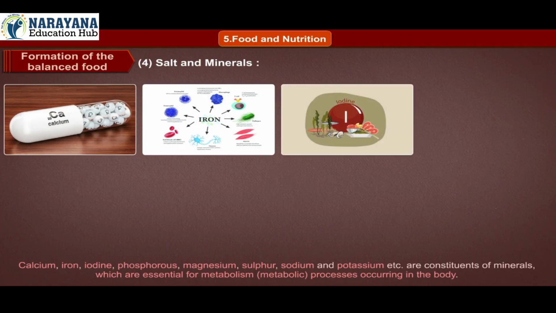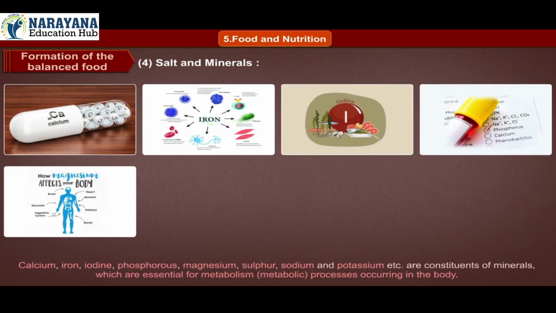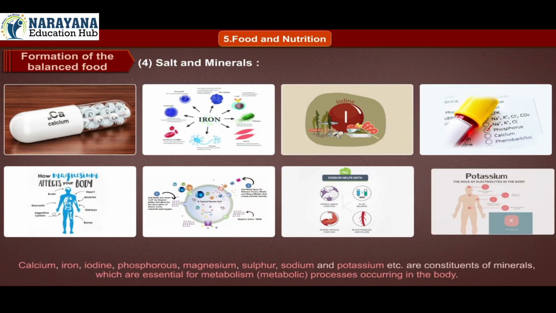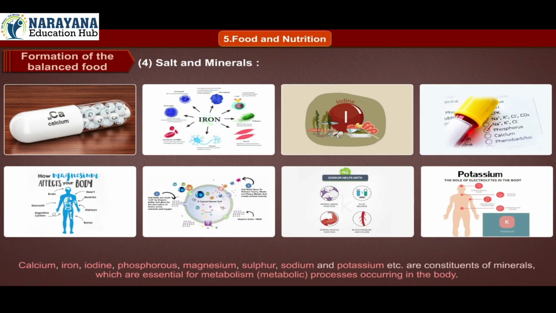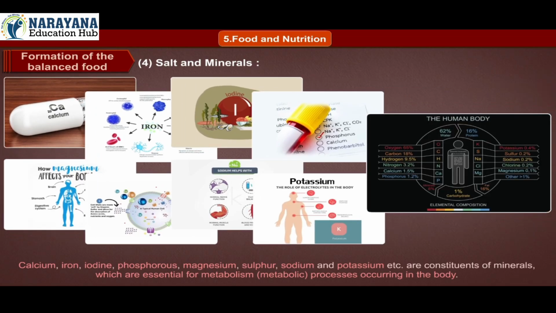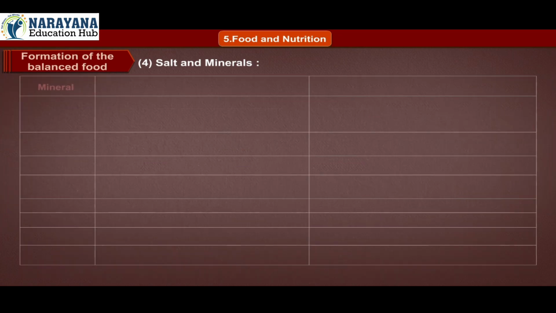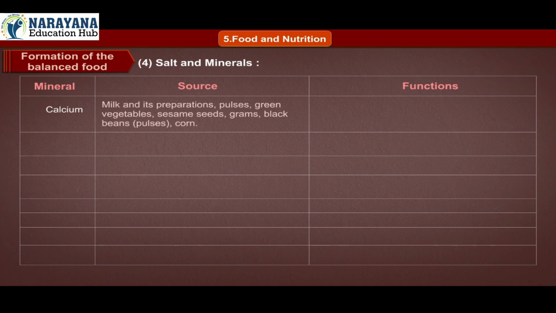4. Salt and minerals. Calcium, iron, iodine, phosphorus, magnesium, sulfur, sodium, and potassium, etc. are constituents of minerals which are essential for metabolism, that is, metabolic processes occurring in the body. Mineral, source, functions. Mineral calcium. Source: milk and its preparations, pulses, green vegetables, sesame seeds, grams, black beans, corn. Functions: source of teeth and bones.